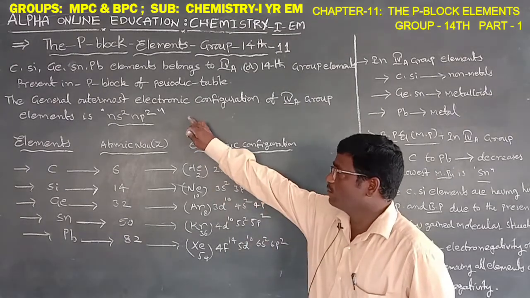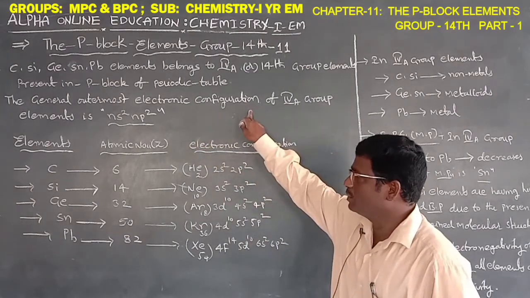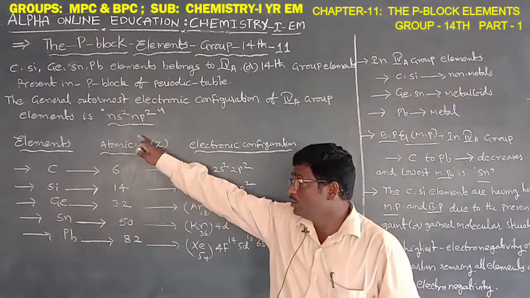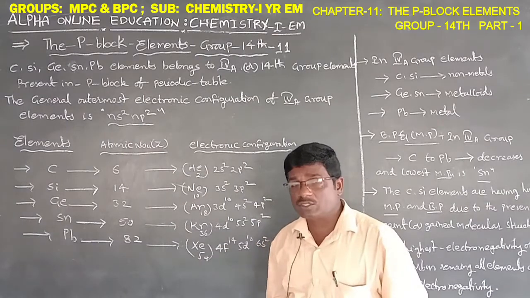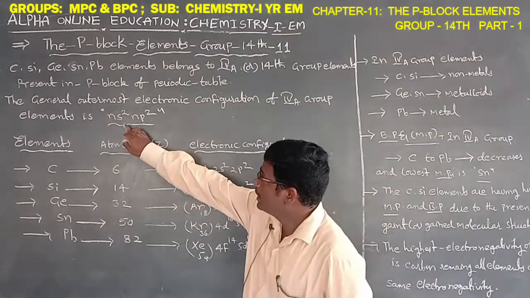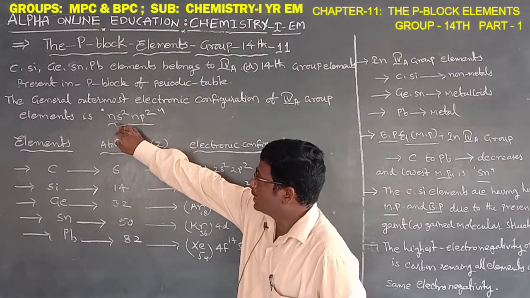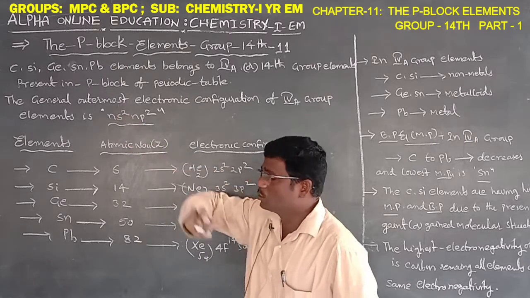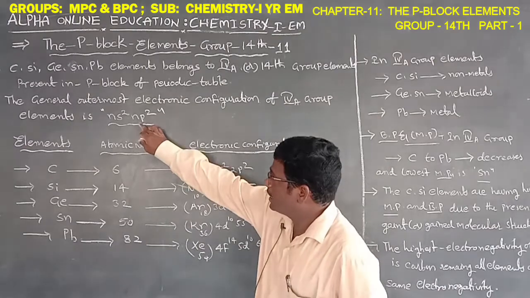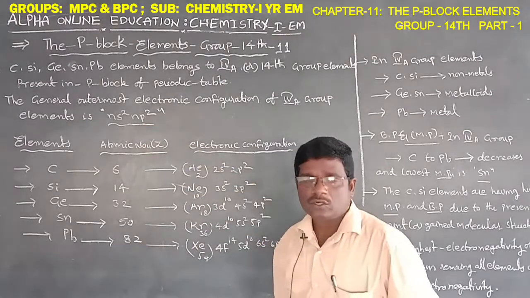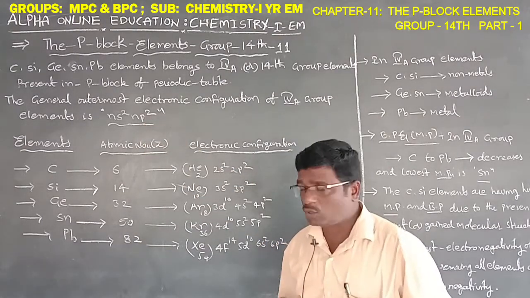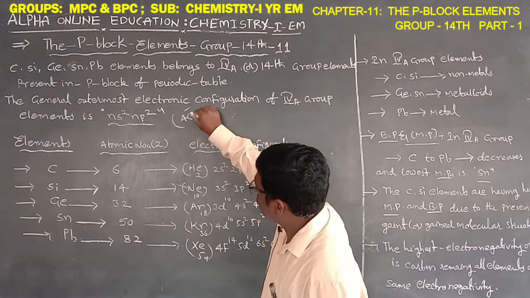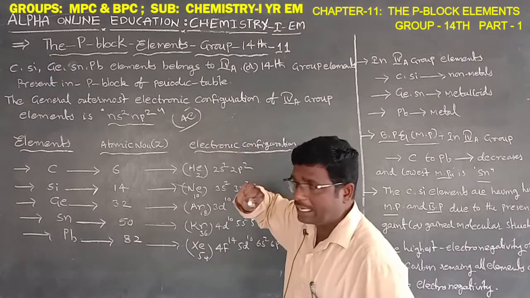The general outermost electron configuration of the 4A group elements is ns2 np2. That is the outermost valency electron configuration. Here n is the number of the shell; in the s orbital there are 2 electrons, and in the p orbital there are 2 electrons. So the total outermost valency electrons are 4 electrons.